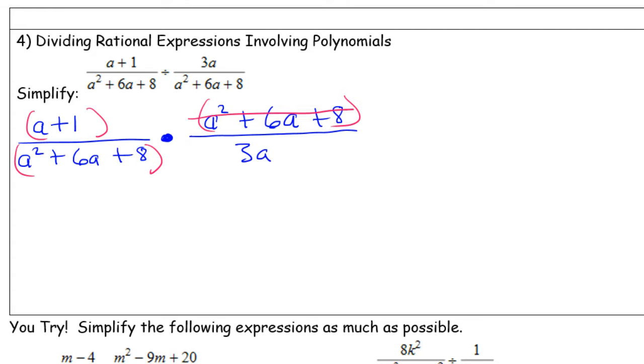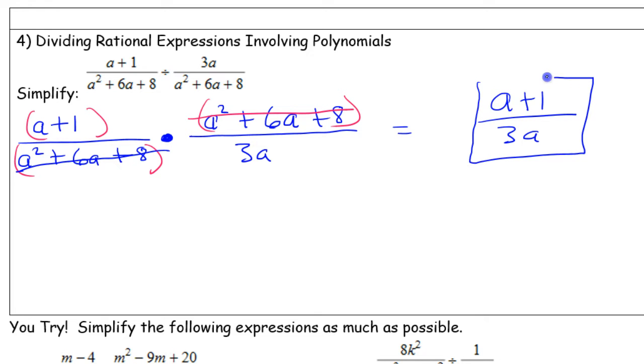In fact, now that it's a multiplication problem, I can treat it like it's one big fraction. Alright, just put parentheses around everything in the numerator and denominator. So this trinomial and this trinomial will just cancel each other out. That is going to leave me with a plus 1 over 3a. So that's going to be the simplified version.